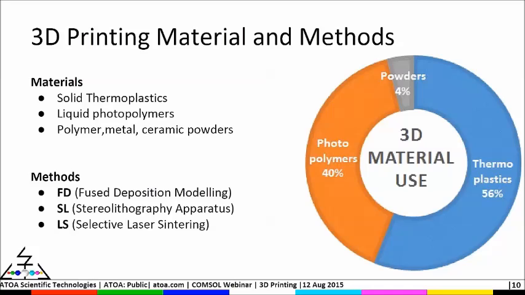In this slide, we shall look into the popular 3D printing materials and methods. This graph shows the current share of 3D printing materials. Though a lot of materials and 3D printing methods are being developed, we can group the materials into the following 3 categories based on use. For example, solid thermoplastics, liquid photopolymers, and powders or granules of polymer, metal, and ceramic powders. These will be the major 3 material forms used in 3D printing.